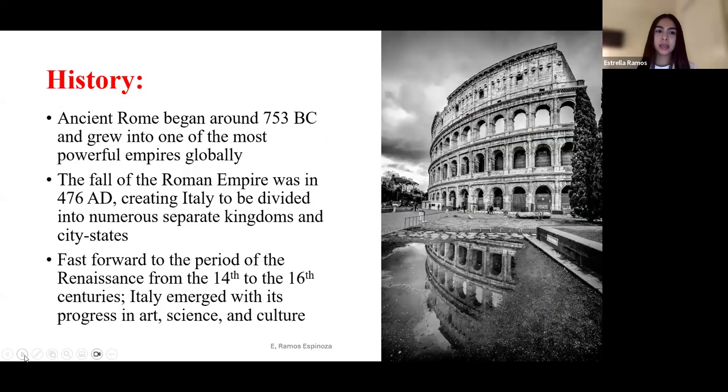Moving on to history, ancient Rome began around 753 BC and grew into one of the most powerful empires globally. The fall of the Roman Empire was in 476 AD, causing Italy to be divided into numerous separate kingdoms and city-states. Now, fast forward to the period of the Renaissance. From the 14th to the 16th centuries, Italy emerged with its progress in art, science, and culture.